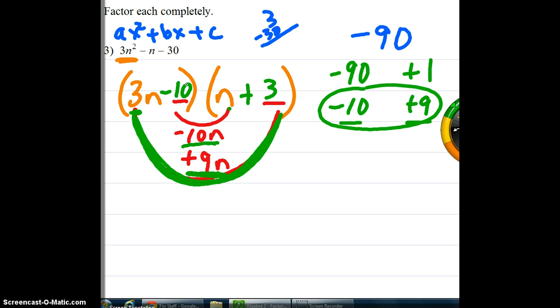Okay. Let's do a double check. What's a double check? First, there's my 3n squared. There's my 9n and a negative 10n to add up to negative 1n. And a negative 10 times 3 is equal to a negative 30. I'm going to hit pause.